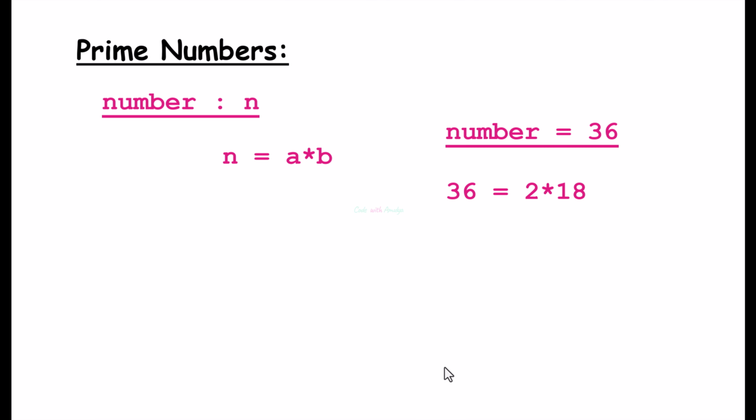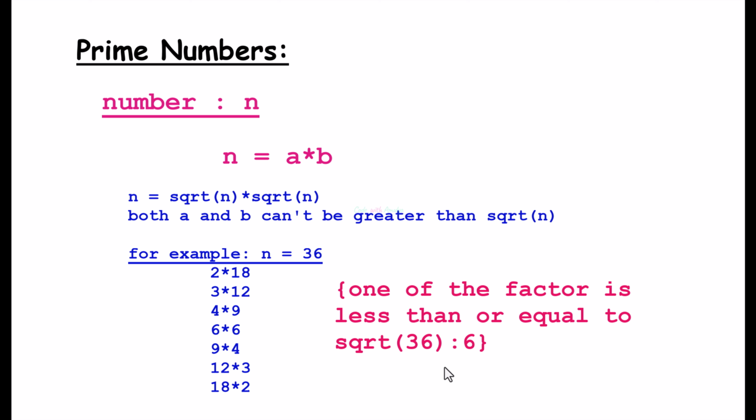Now here, both a and b can't be greater than the square root of the number. If both a and b are greater than the square root of n, then we'll get a product which is greater than the number, right? In any factorization of the number, at least one of the factors must be less than or equal to the square root of the number. And if we can't find any factor less than or equal to the square root of the number, then that number must be a prime number. This is the logic behind the second method.